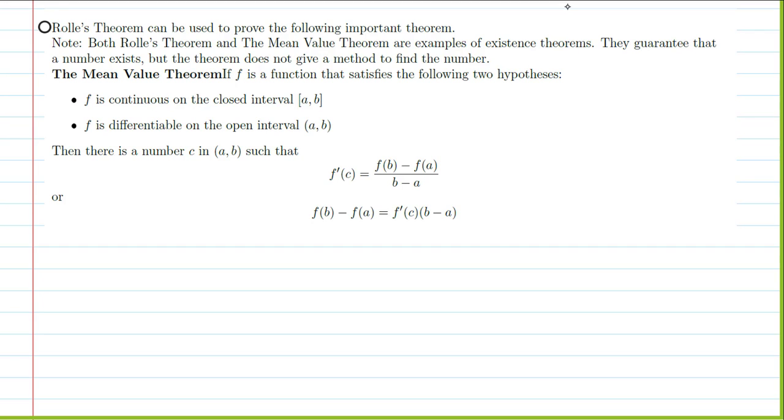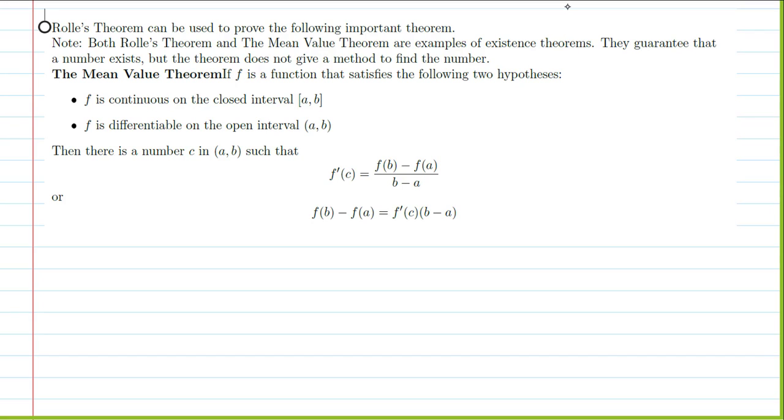We will actually use the mean value theorem to prove the crown jewel of Calculus 1, which is called the fundamental theorem of calculus. So the mean value theorem is necessary for this. And you'll love the fundamental theorem of calculus because it's awesome. But we won't get there until chapter 5.